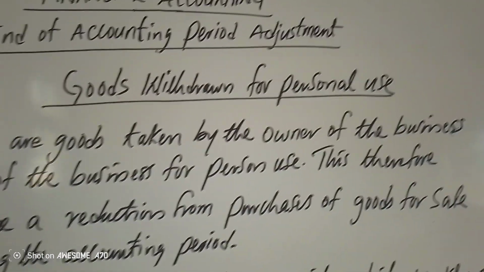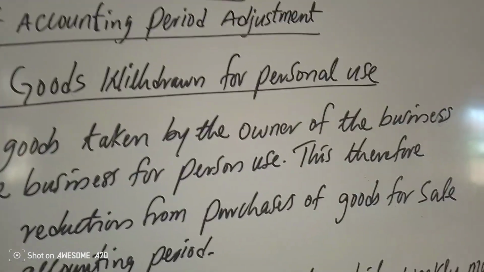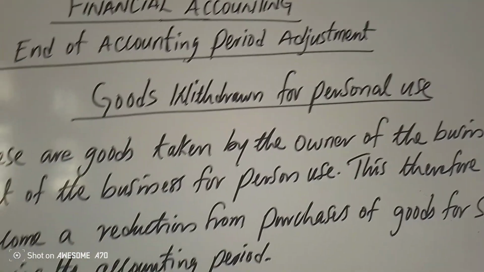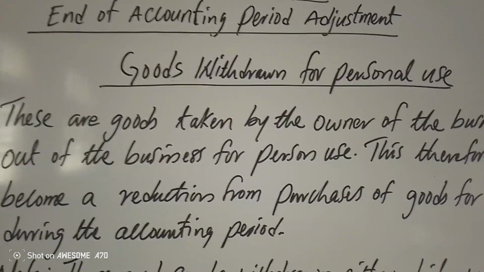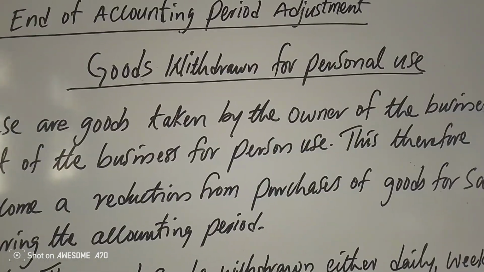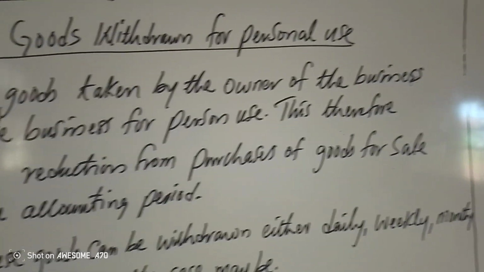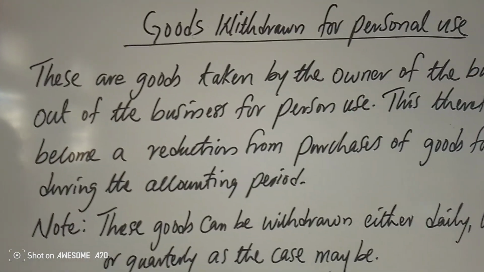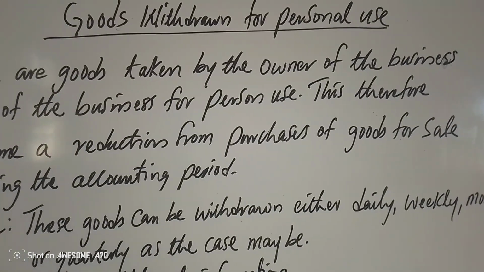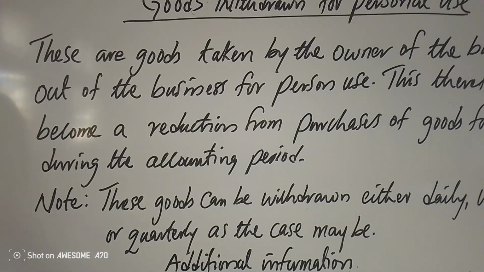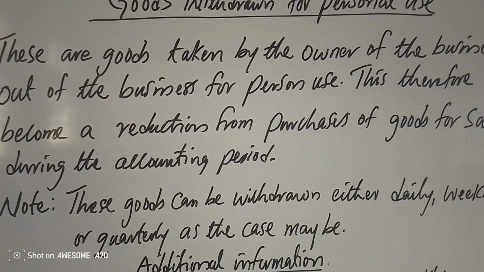Today we are looking at goods withdrawn for personal use, or goods withdrawn for private use. These are goods taken out by the owner of the business for personal use.